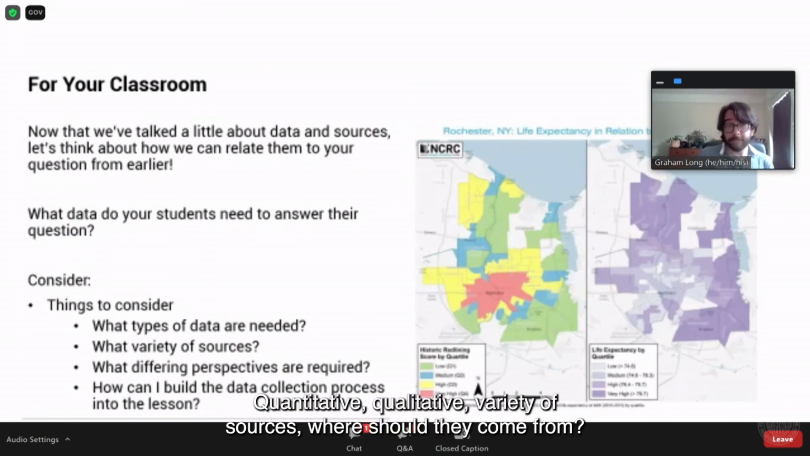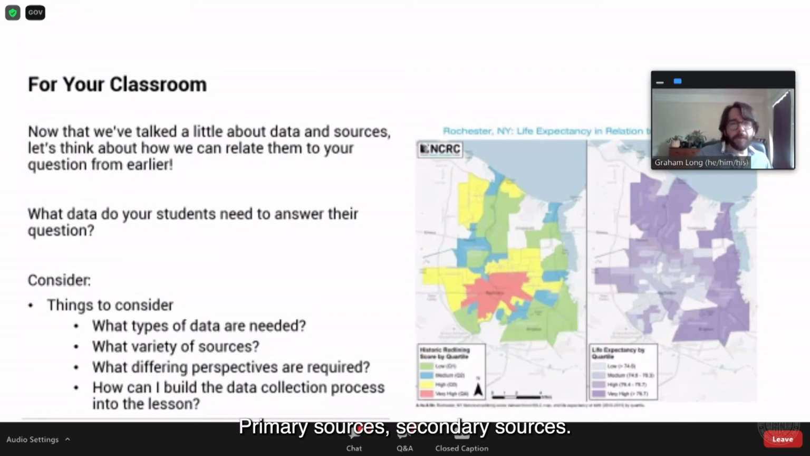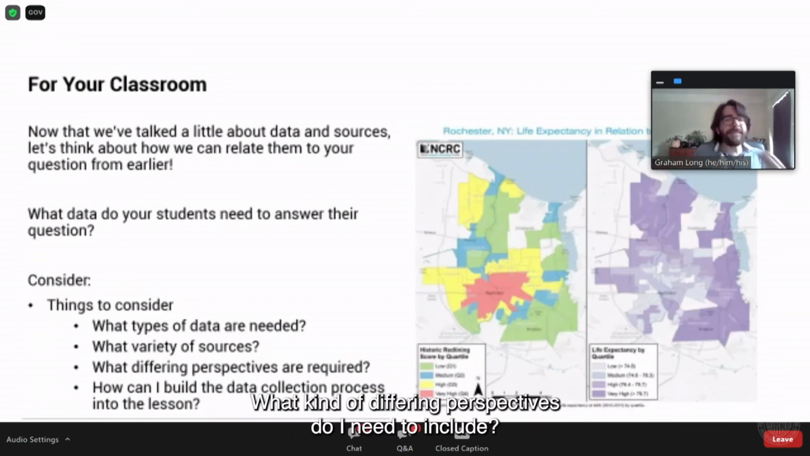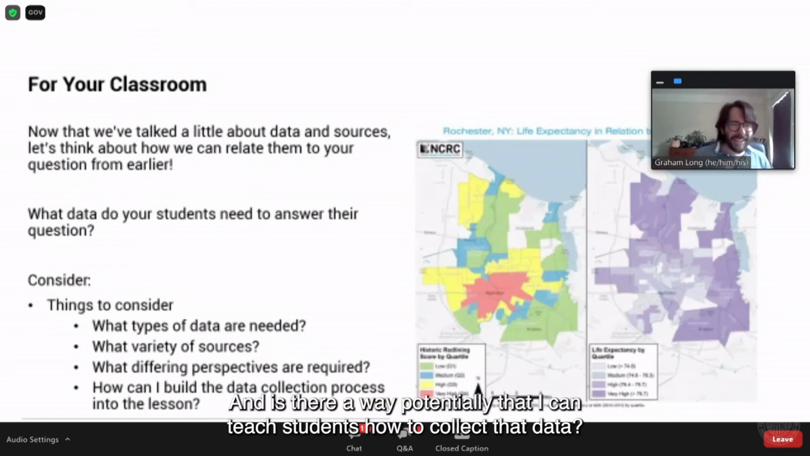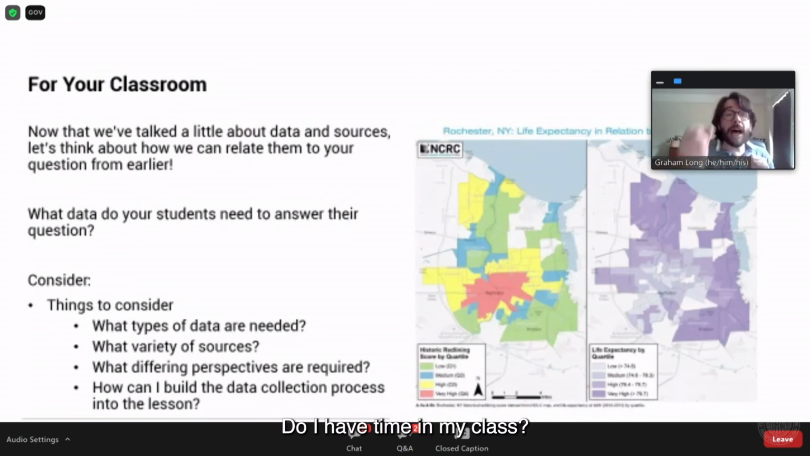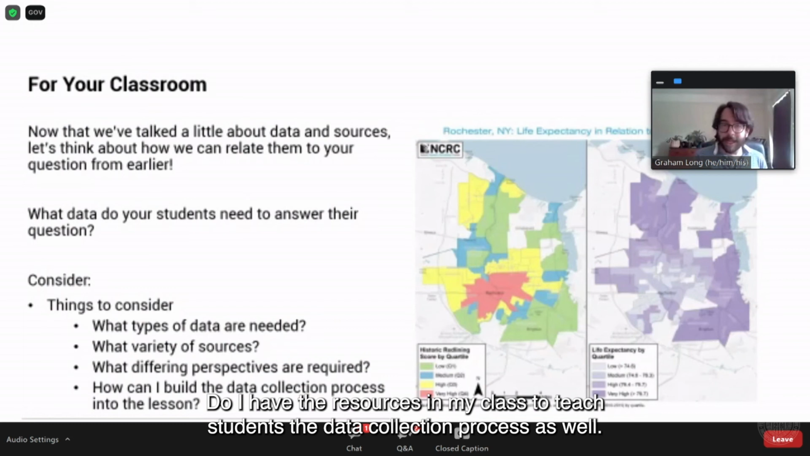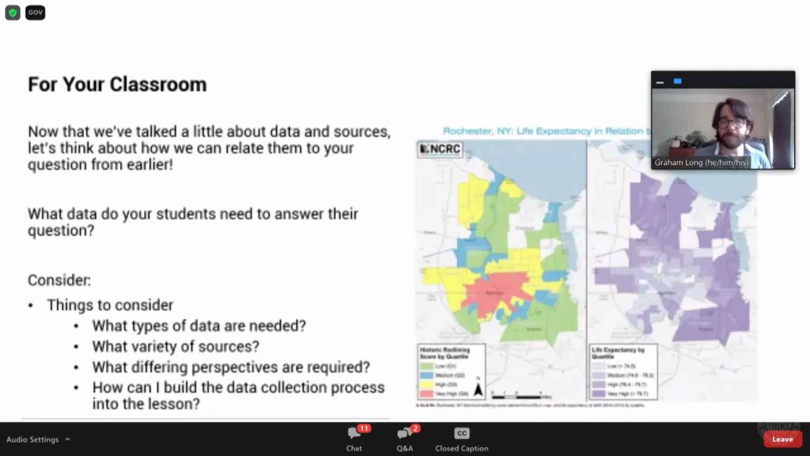qualitative, a variety of sources. Where should they come from? Primary sources, secondary sources? What kind of differing perspectives do I need to include? And is there a way potentially that I can teach students how to collect that data? Do I have time in my class? Do I have space in my class? Do I have the resources in my class to teach students the data collection process as well? Again, those are just some questions to consider. Don't feel like you have to do them all.